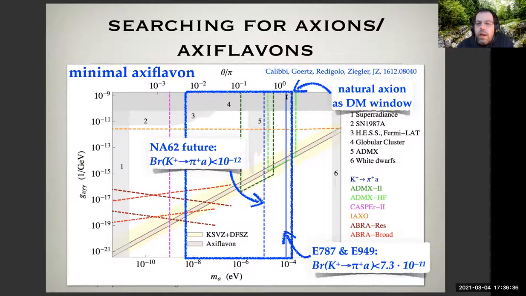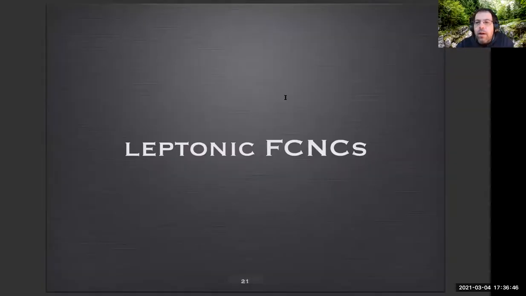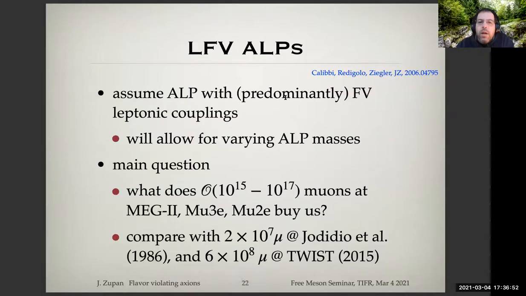All right, so what this highlights is that these flavor changing neutral currents actually do really probe something interesting. All right, so now I will switch to leptons. Here I will do a slightly different take on the whole story, because I will allow for the mass to be not fixed by the QCD anomaly. I will assume ALPs, and we'll vary these ALP masses, switching on the flavor violating couplings.